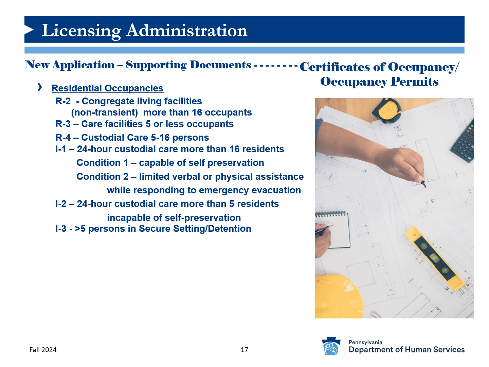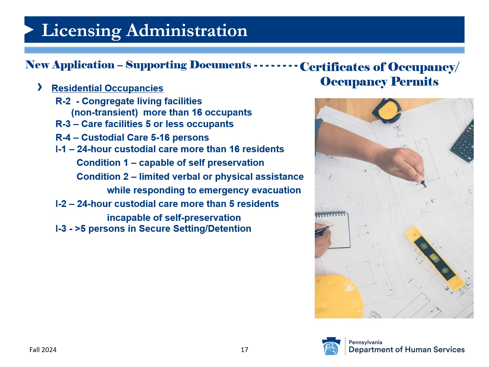For 24-hour custodial care for more than 16 residents, we would look for an I1 and a Condition 1 if they are capable of self-preservation, or a Condition 2 if they require limited verbal or physical assistance when responding to emergency evacuation.